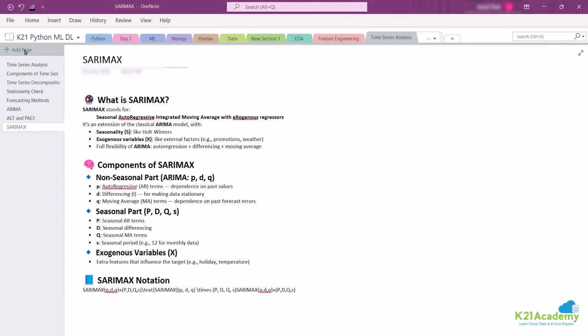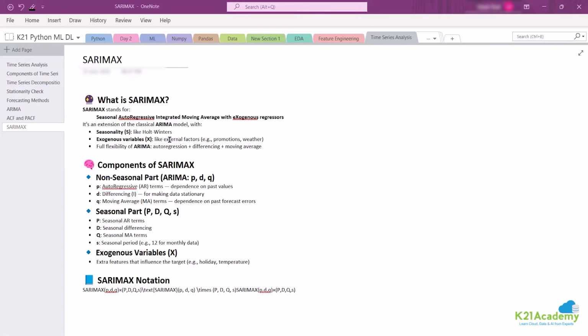Whenever we have data that depends upon seasonal variations, like the temperature, we know that in every season we have different values of the temperature, right? So for that we will be using the SARIMAX model. Here the S stands for seasonal, that is, we are considering the seasonal pattern. In between, the ARIMA is the same autoregressive integrated moving average component that we are considering.